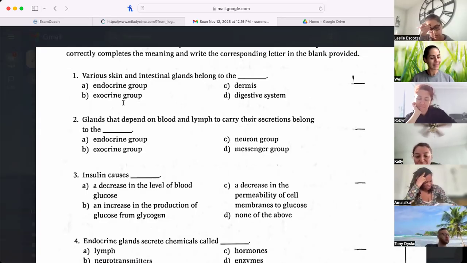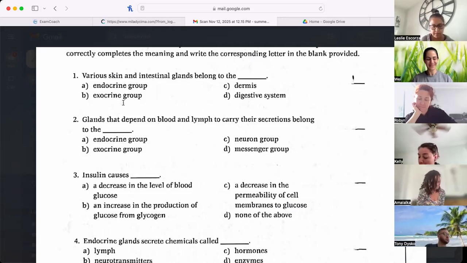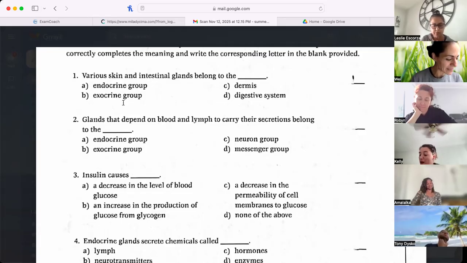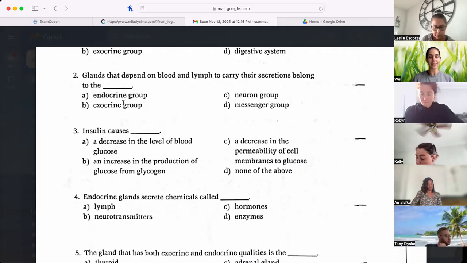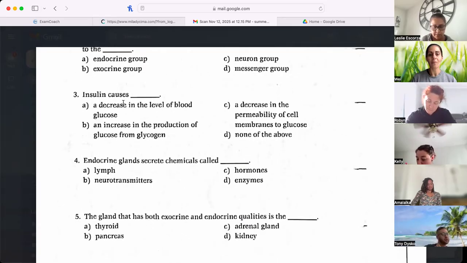Exocrine. That's correct. Nice. Number 2, Kelly. Glands that depend on blood and lymph to carry their secretions belong where? To the endocrine group. All right, perfect. Okay, let's do Tony. Insulin causes a decrease in the level of blood glucose. Correct.